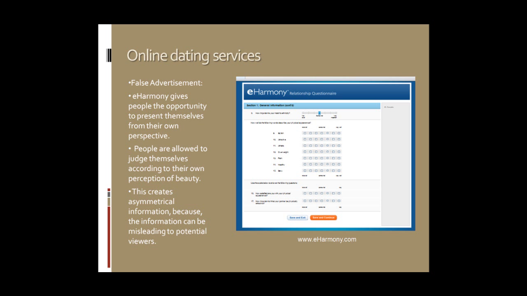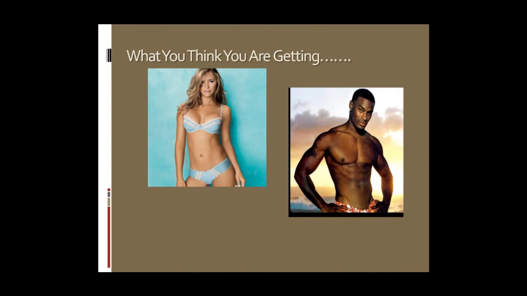Online dating services such as eHarmony give people the opportunity to present themselves from their own perspective. People are allowed to judge themselves according to their own perception of their beauty. This creates asymmetrical information because the information can be misleading to potential viewers. This is how a person may depict themselves on an online dating website, and in reality, this is how they may appear.